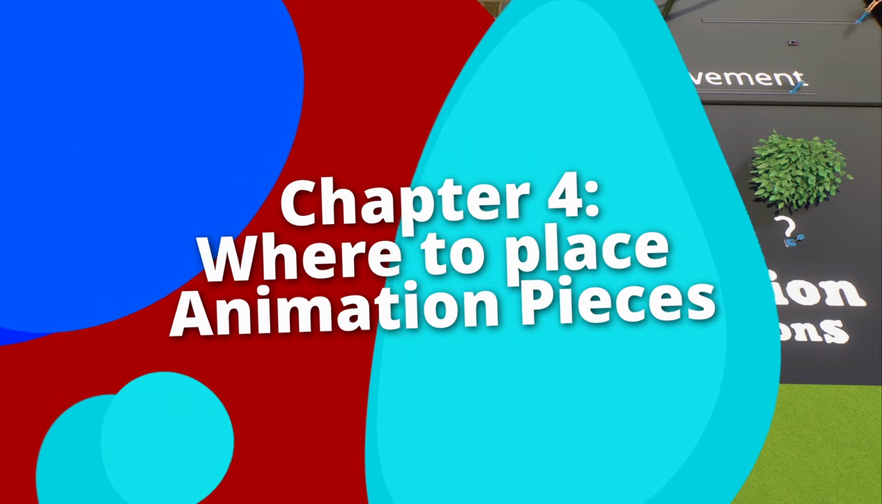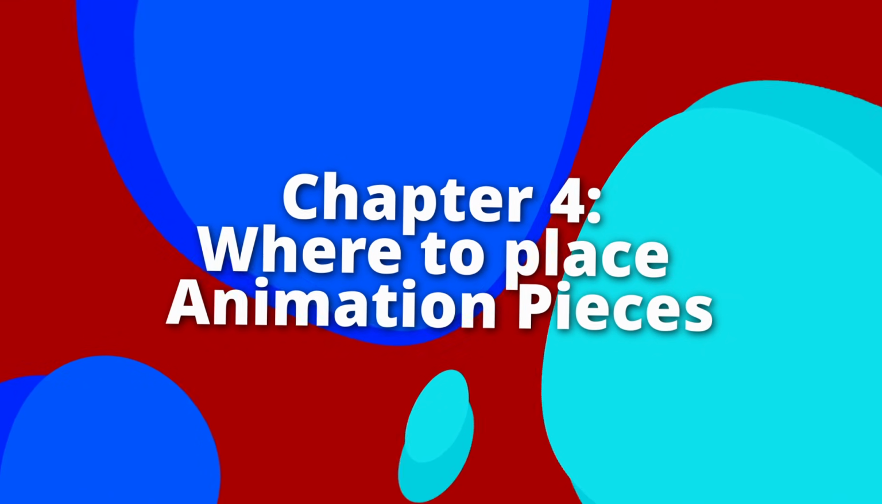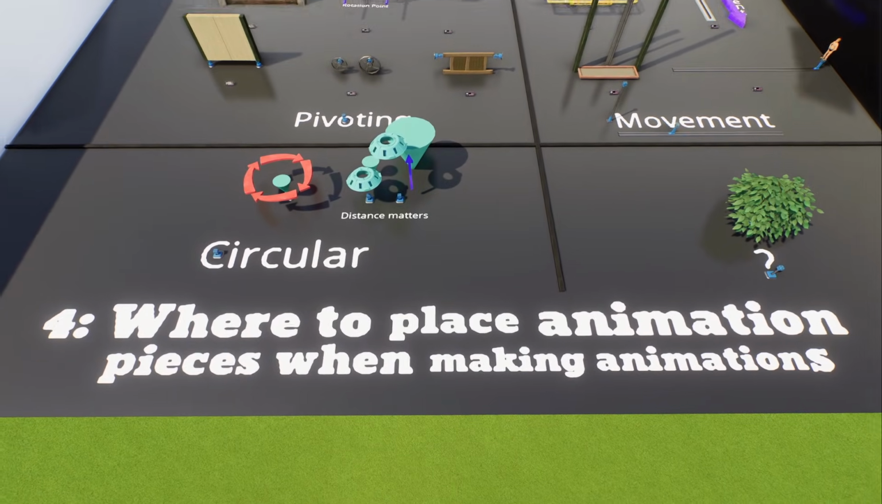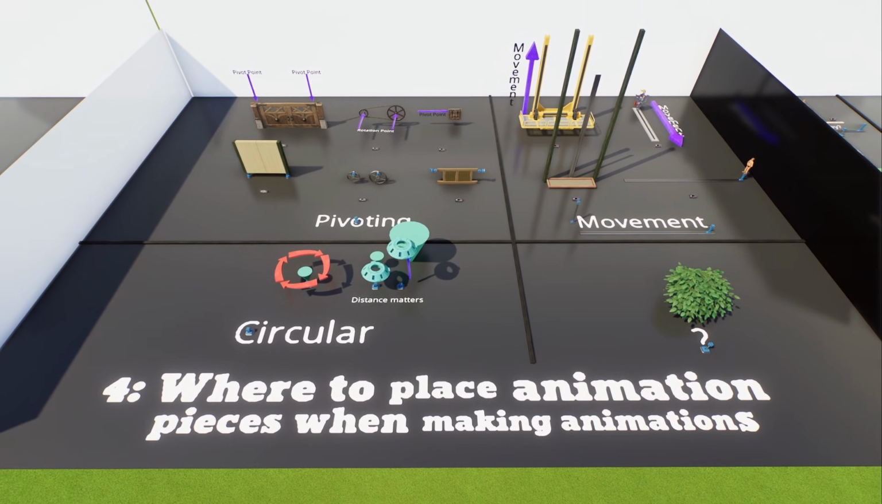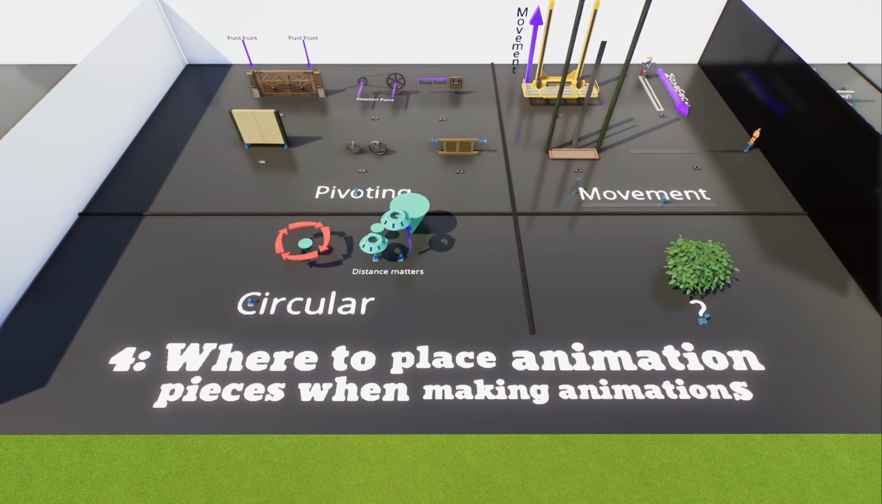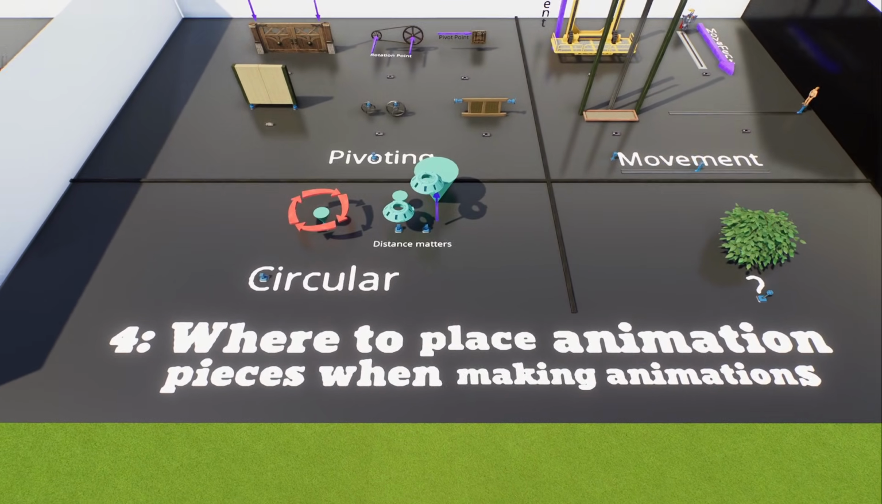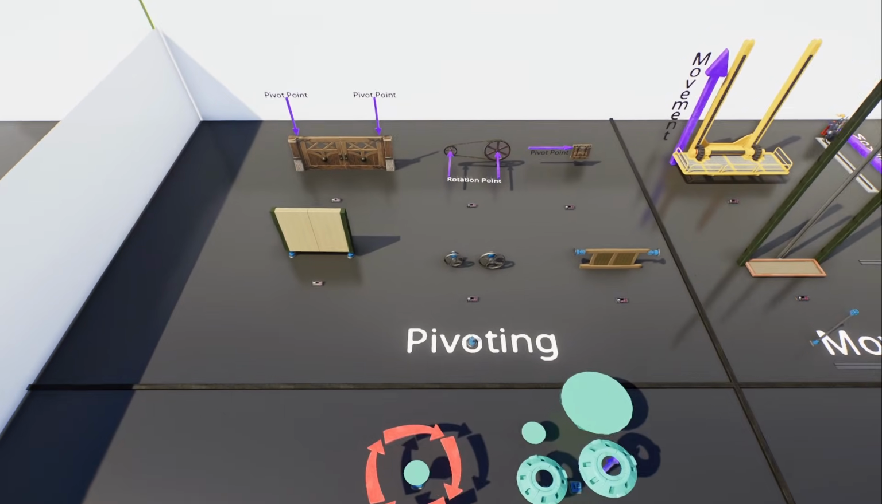Right, you've made it to chapter 4, and here we talk about where to place your animation pieces when you're making animations. So we're all talking about animations, and I'm going to show you where to put down your animation pieces and how certain things work, rotations and all that sort of stuff.